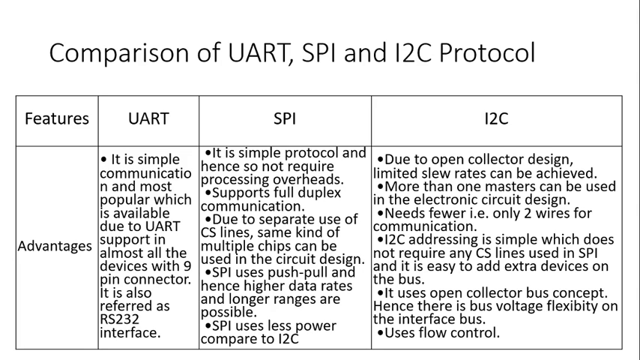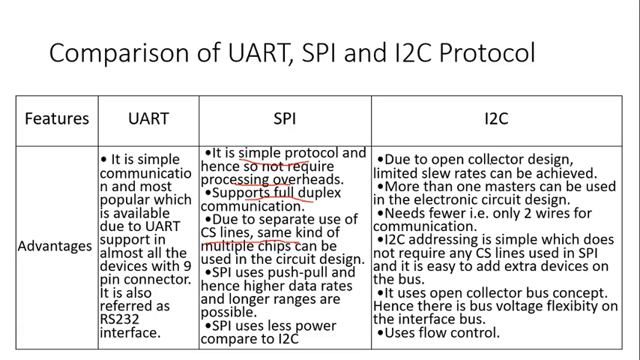The advantage of SPI is it is a simple protocol. It doesn't require processing overheads. It supports full duplex communication. Due to separate chip select lines, multiple chips of the same kind can be used in the circuit design. SPI uses push-pull and hence higher data rates and longer ranges are possible. SPI uses less power compared to I2C due to the open collector design.